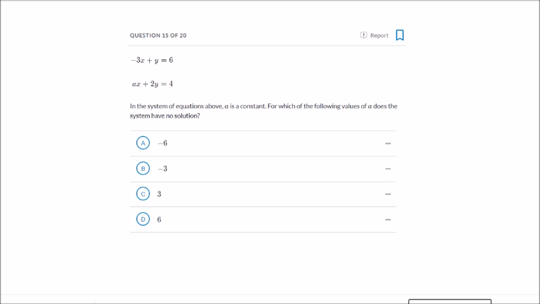In this system of equations above, a is the constant, and for which of the following values of a does the system have no solution? This is a little bit tougher. For a system to have no solution, they have to be dependent. They have to have the same coefficients or a multiple of those coefficients, but different right hand sides, different answers. So we'll have 6 equal 8, which is wrong, or 6 equals something that's not 6, which will make it 0 solutions.